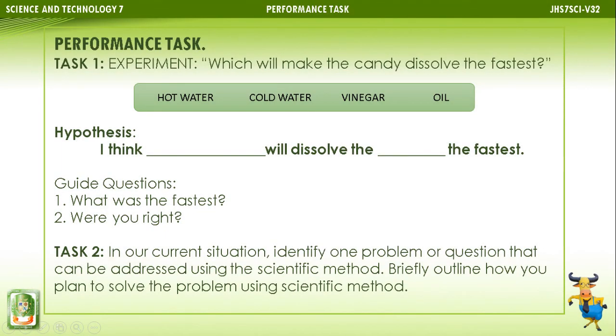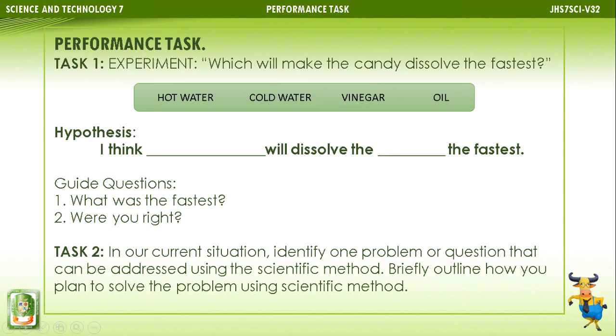Performance task. Task 1, experiment, which will make the candy dissolve the fastest. Hot water, cold water, vinegar or oil. Hypothesis. I think blank will dissolve the blank the fastest. Guide questions. 1. What was the fastest? 2. Were you right?